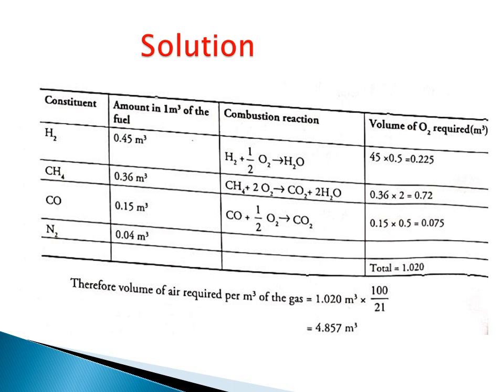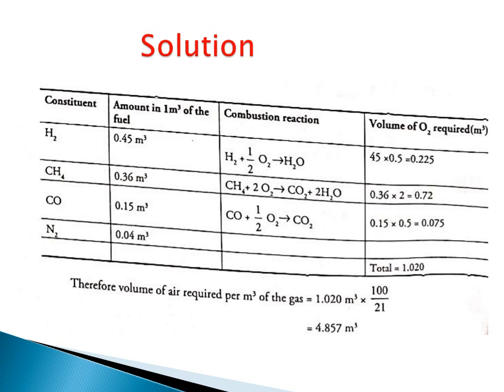Now you can see the constituent is given in the first column. Hydrogen was 45%, so per meter cube it becomes 0.45 meter cube. Methane is 0.36, carbon monoxide 0.15, nitrogen is 0.04. Now we write the combustion reaction, that is H2 plus half O2 gives you H2O. Similarly, CH4 plus 2O2 gives you CO2 plus 2H2O. CO plus half O2 gives you CO2. So these are all the combustion reactions, that is when these constituents burn, how they will react with oxygen. Nitrogen does not react with oxygen under normal combustion conditions.